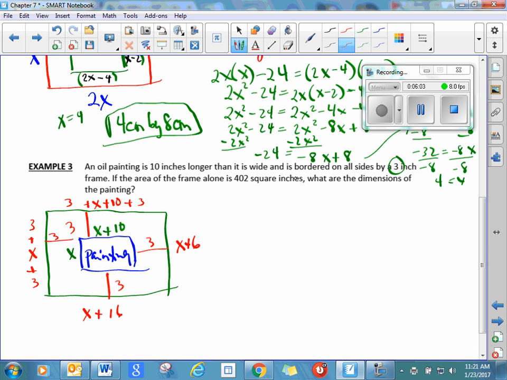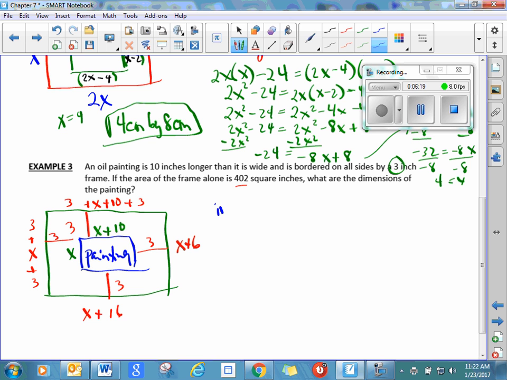So now what are they asking us to do? They're telling us the area of the frame itself. Take out the painting. The area of the frame itself is 402. What are the dimensions of the painting? So I'm going to set up a verbal model here.